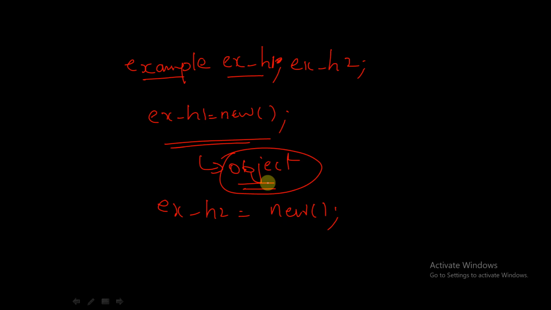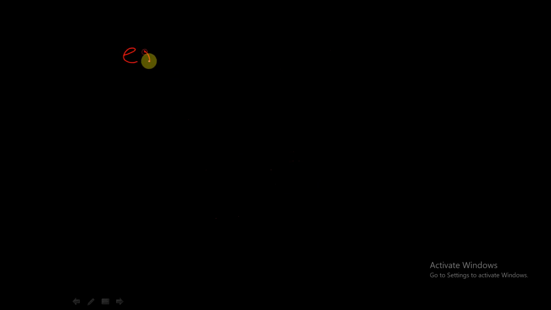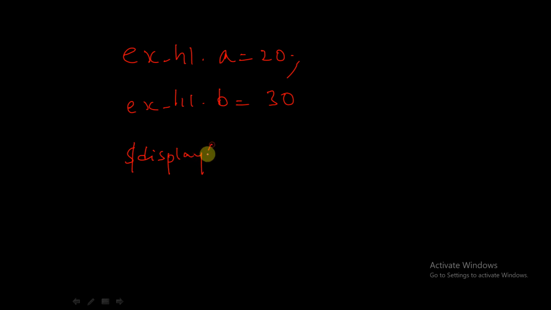Now what if I perform ex_h1.a is equal to 20 and ex_h1.b is equal to 30, and if I $display, let's say, the value of a is %d, comma ex_h2.a. So what is my display statement that will be printed? Any guess, any idea?